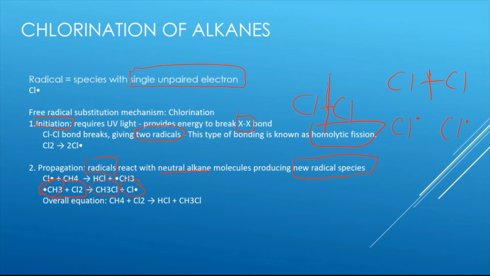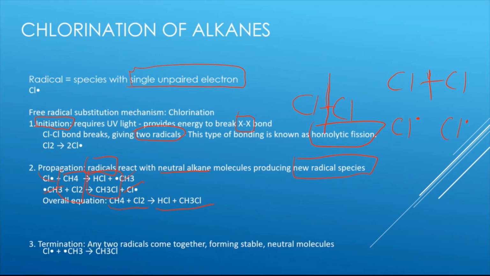All right, so you might be asked for the overall equation. You would have to cancel out things which appear in the equations twice. In this example, the chlorine radical is at the start and at the end, so you can cross this out. CH3 is in the top equation and the bottom equation, so you can cross this out, and this is how you would get your overall equation. So you have CH4 plus Cl2 as the reactants, and the products are HCl and CH3Cl.